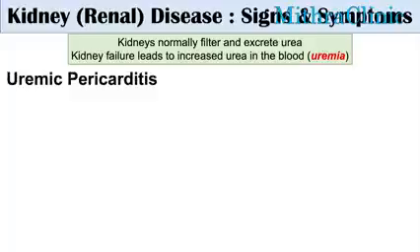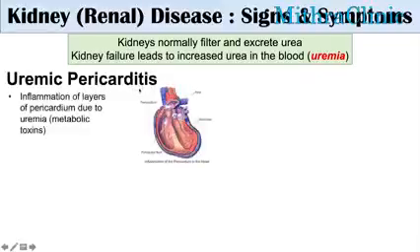And this uremia, this increased urea in the blood in our body, can lead to several different, very important signs and symptoms that we need to recognize. One of them is uremic pericarditis. So uremia can lead to pericarditis, inflammation of the pericardium. The uremia can cause inflammation of the layers of the pericardium, along with some other metabolic toxins as well. So we can see patients having chest pain, often positional, and maybe pleuritic as well.